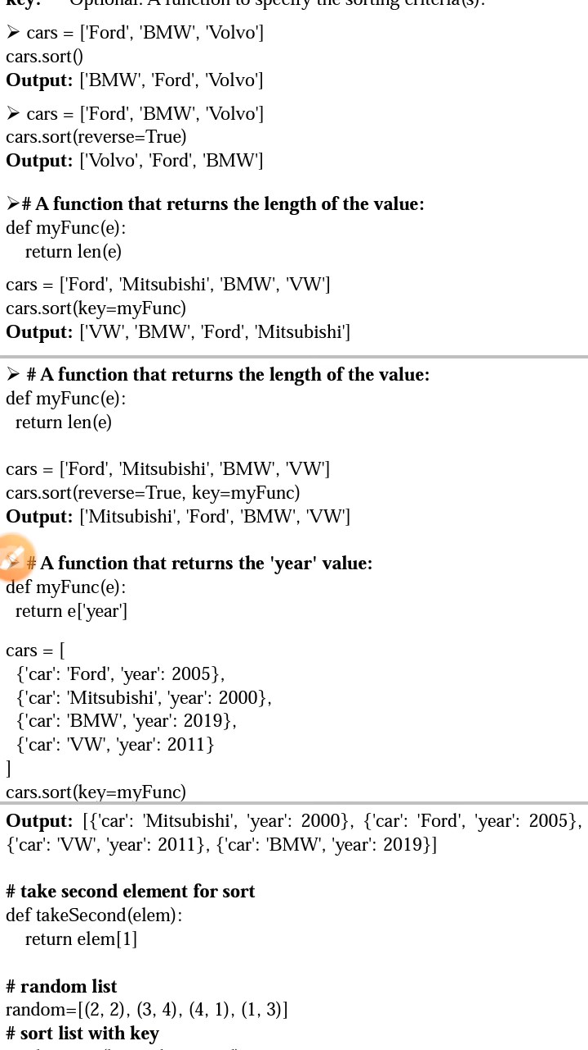Similarly, along with my function, if I use reverse equal to true and along with key equal to my function, as we have stated in this case, our elements will be sorted in descending order. Hence, if you see the output, it is exactly the reverse of our earlier program. In the output, we can see Mitsubishi is the first element, then Ford, then BMW, then VW. Because this time we are asking our sort function to sort all the list elements in descending order.